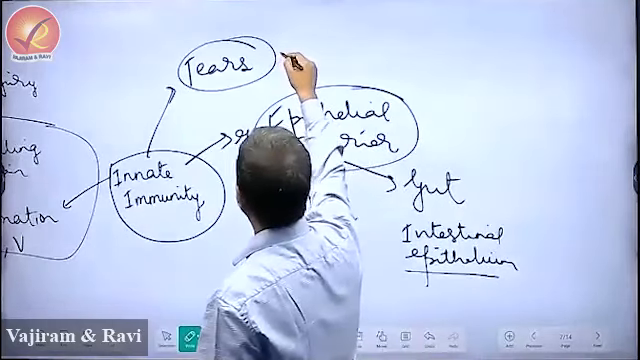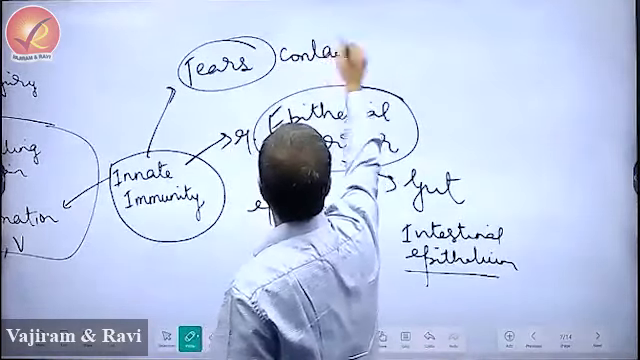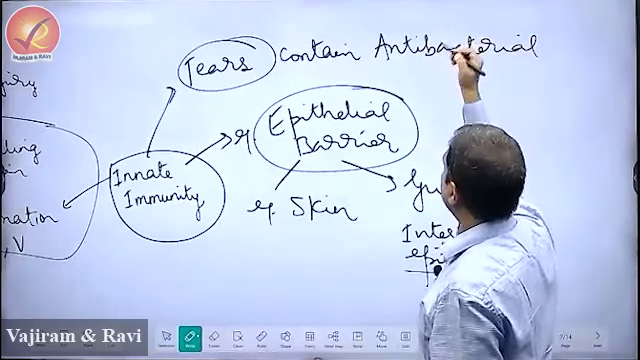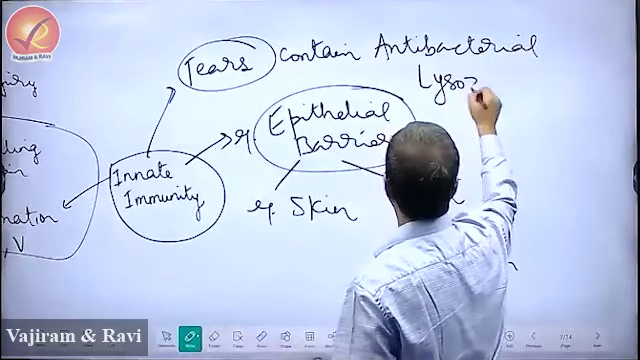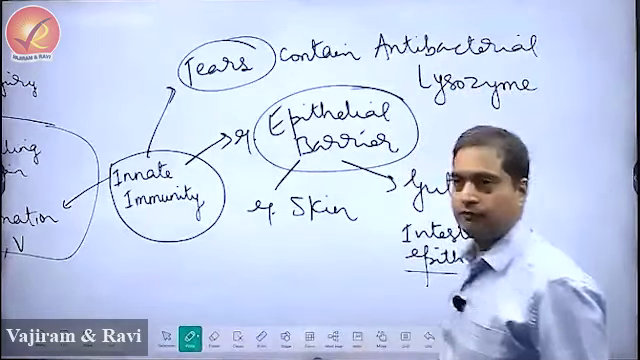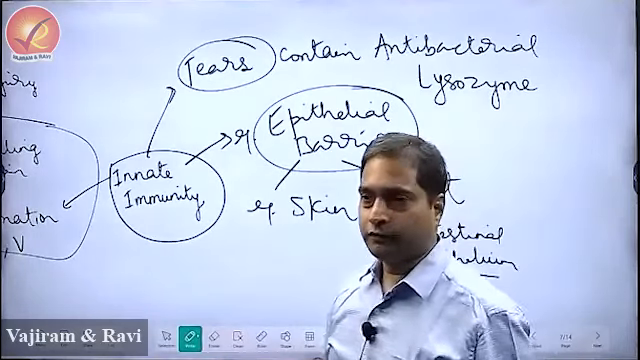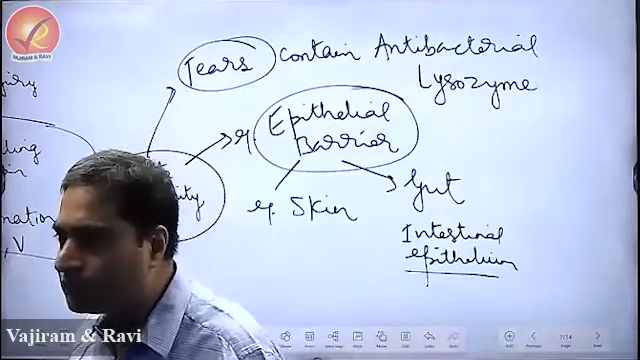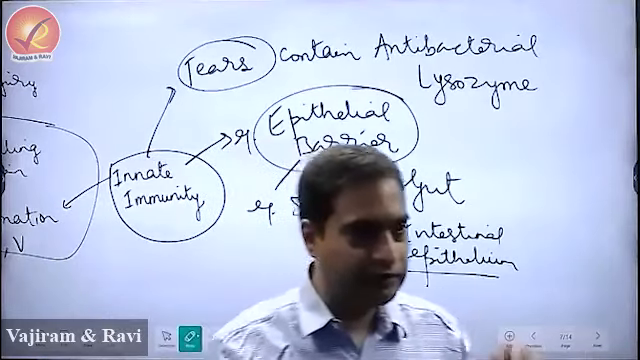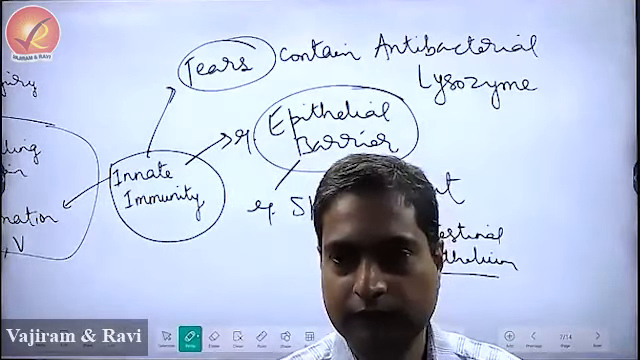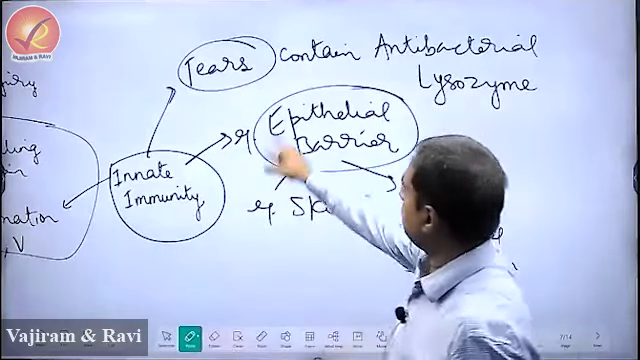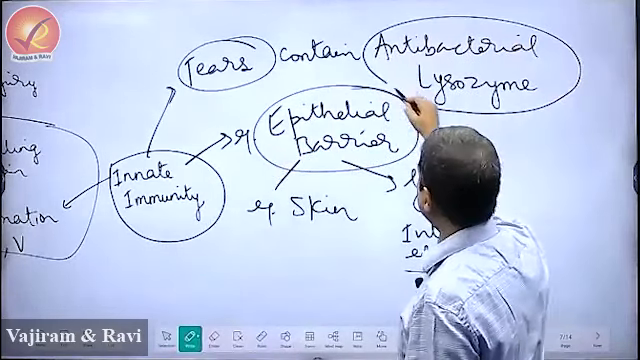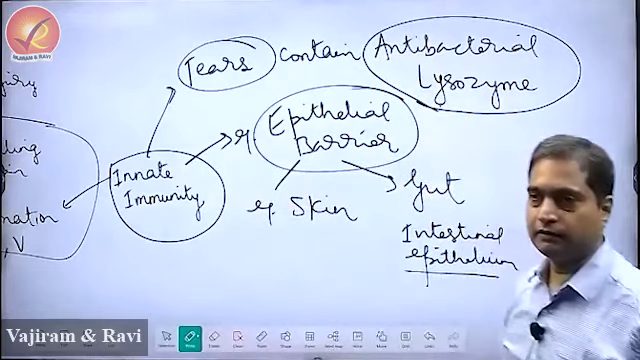So tears, they contain antibacterial substance called lysozyme. So whether an infant newly born or even adult, tears contain what? Antibacterial substance called lysozyme, which can kill the bacteria. So this is another example of what? Innate immunity. Lysozyme, the antibacterial substance, is giving the innate immunity here.